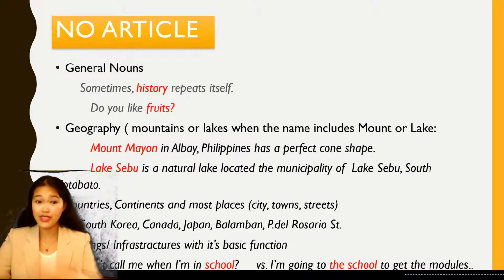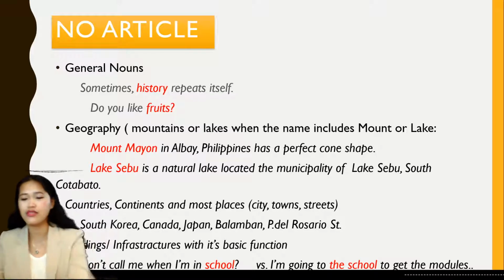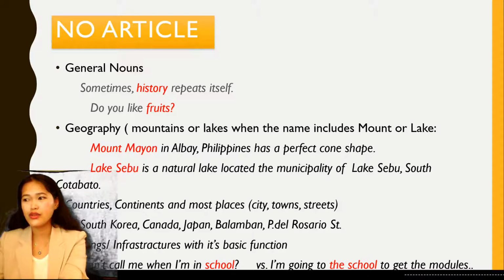Don't call me when I'm in school. That means I'm studying. I'm going to the school to get the modules. Perhaps it's the mother who says this. So the mother is going to get the modules for her child. That's why she's going to the school of her child, which is specific. So that is no article versus with article.